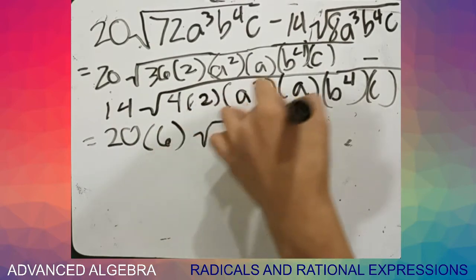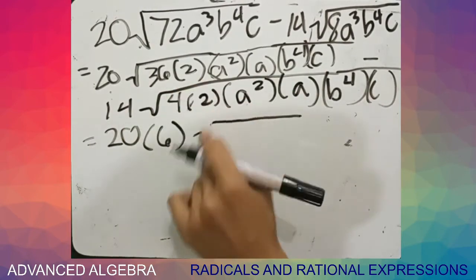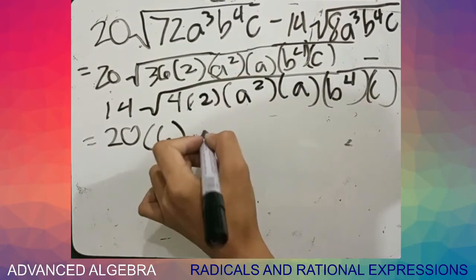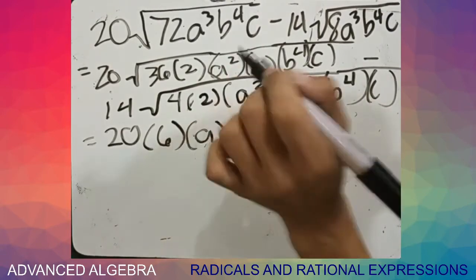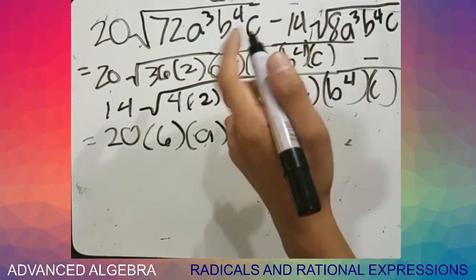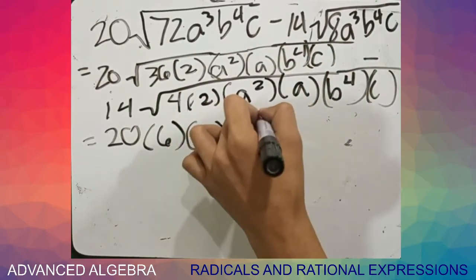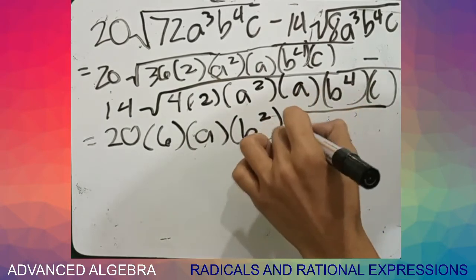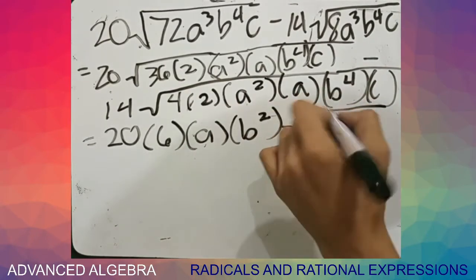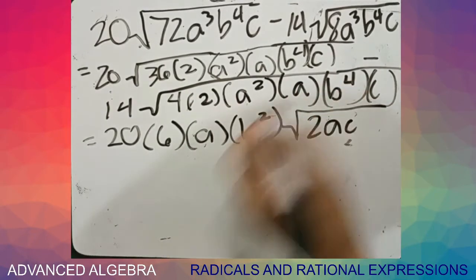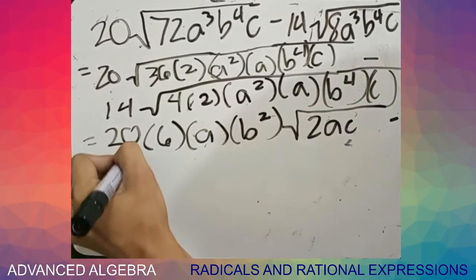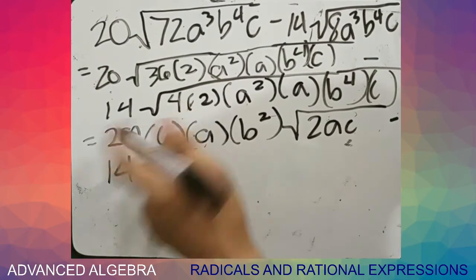So the square root of, ay mali, kulang pala. Next, ano square root ng a squared? A. Next, square root ng b to the 4th power? B squared. Tapos, the square root of, ano natira sa loob? Si 2, si a, at saka si c. Tapos minus, haba no? 14. Tapos anong square root ng 4? 2.